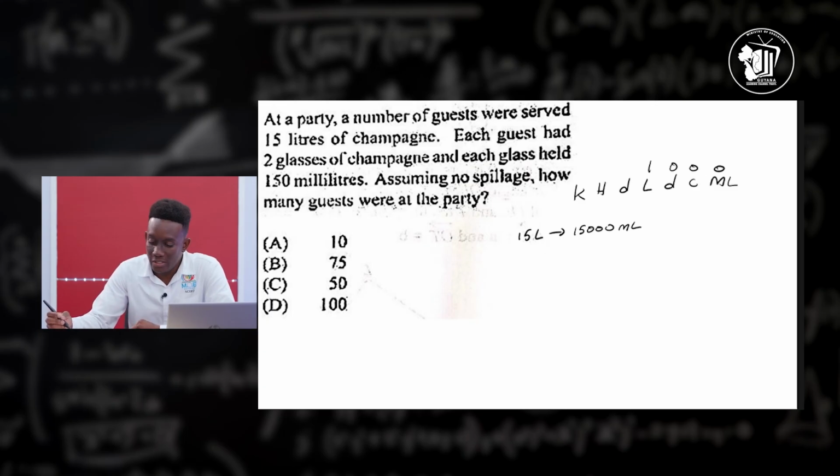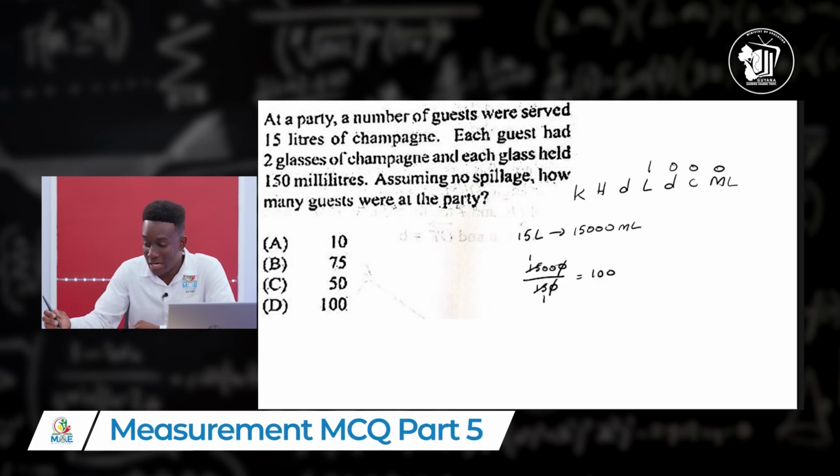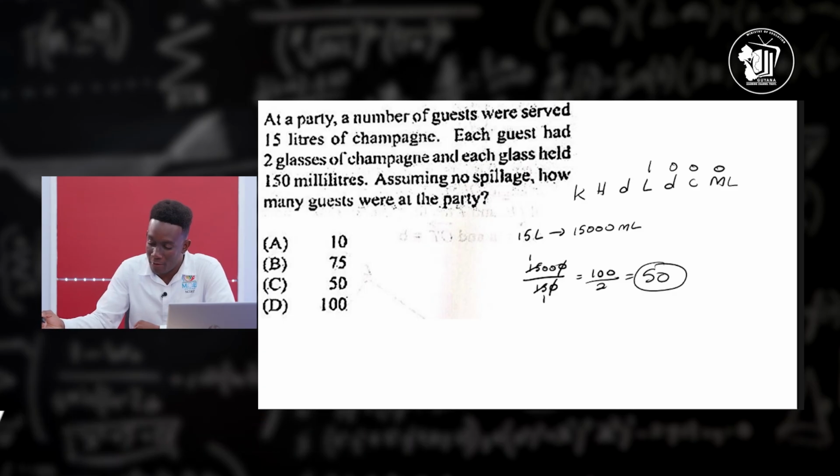So each guest had 2 glasses, and each glass can hold 150 milliliters. So I can do 15,000 divided by 150. Cancel the 0, 15 ones are 15, and this will be 100. So I had 100 glasses of champagne at the party, and each guest had 2 glasses. So I divide this by 2, which will give me 50. So we had 50 guests at the party, which is simply C. So I had to do some reasoning there for this question.